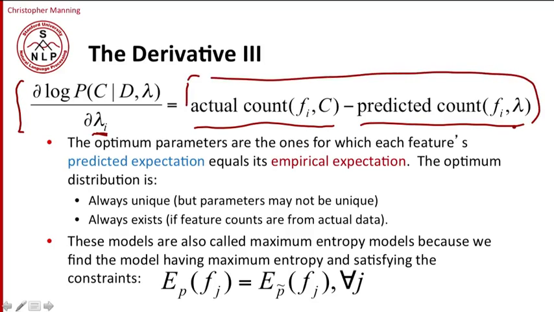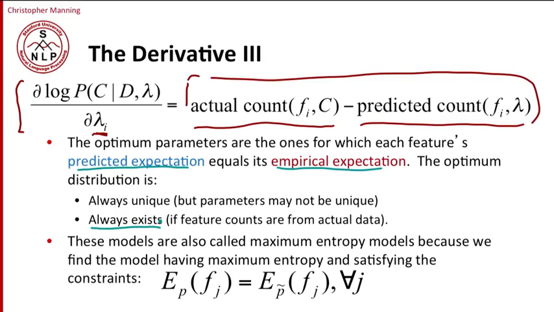And so that, in other words, is saying that the optimum parameters of the model are found when the model's predicted expectation equals its empirical expectation. So this optimum is always unique. The actual parameter values that give it to you may not be unique, but the value that is the maximum of the function is unique because we have a convex function. And providing you estimate your models from real data, it always exists.